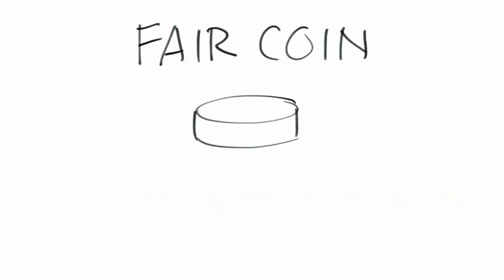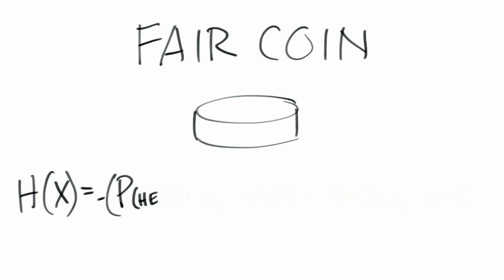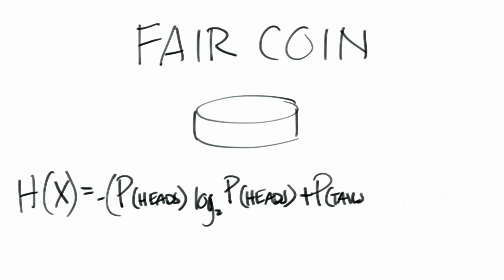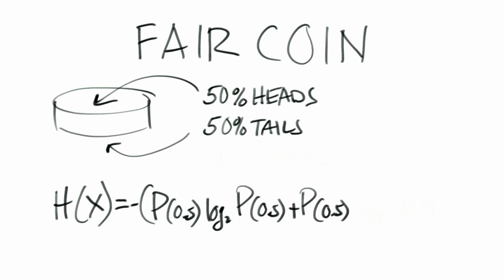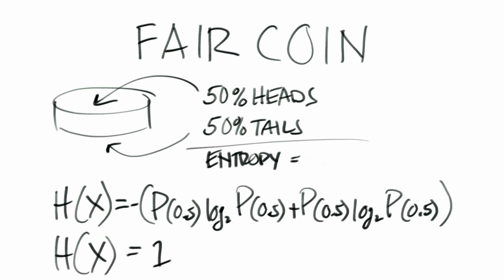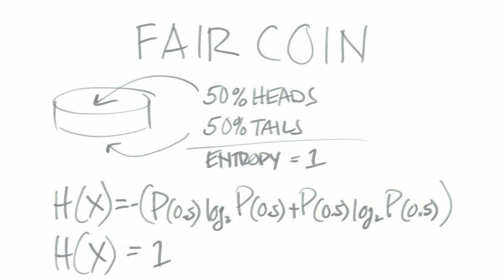If I have a fair coin and I want to flip that coin, the entropy of that random variable is going to be given by the sum of the probability of x_i times the log 2 of the probability of x_i. And for that fair coin, the probability is 50% heads plus 50% tails, and the entropy is going to be equal to 1, the maximum entropy possible. When we have maximum uncertainty, the random variable will have maximum entropy.